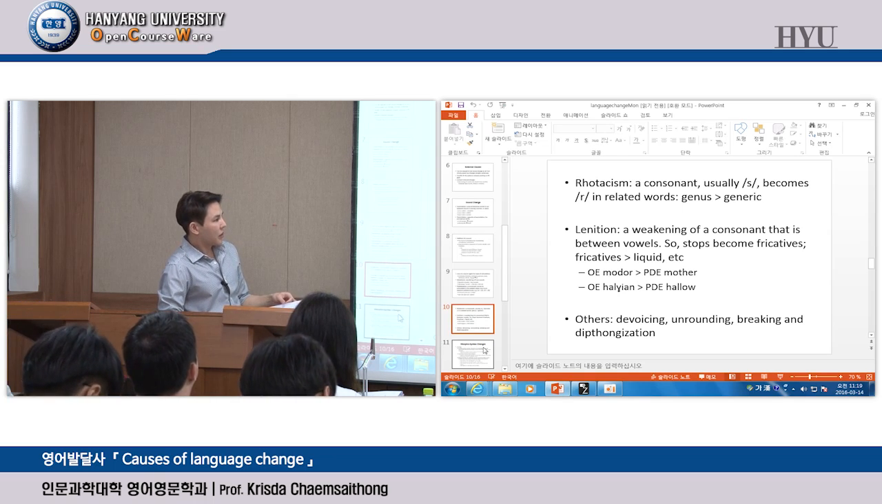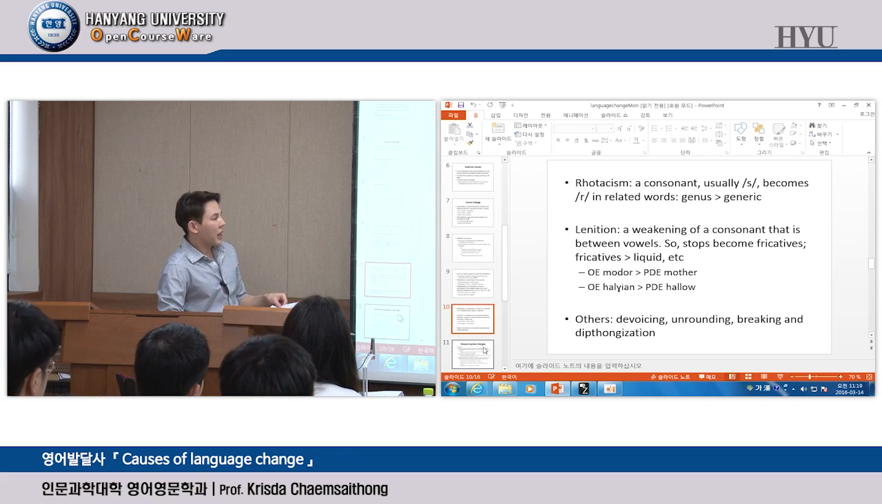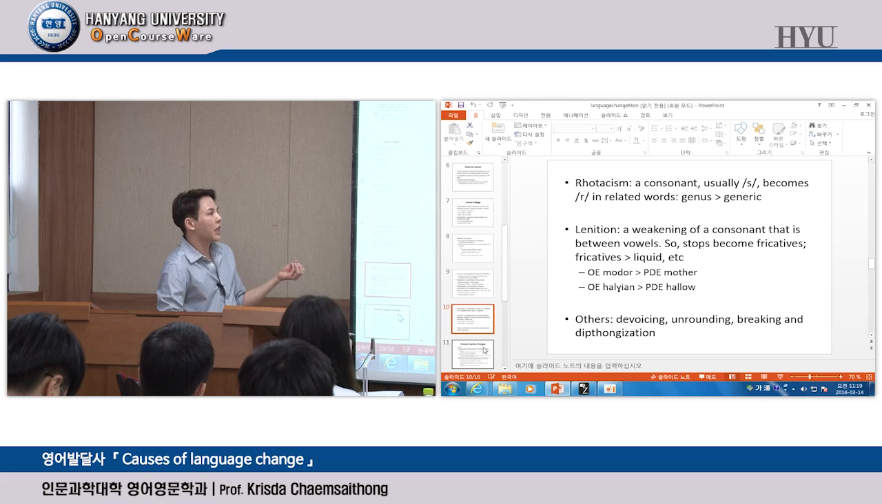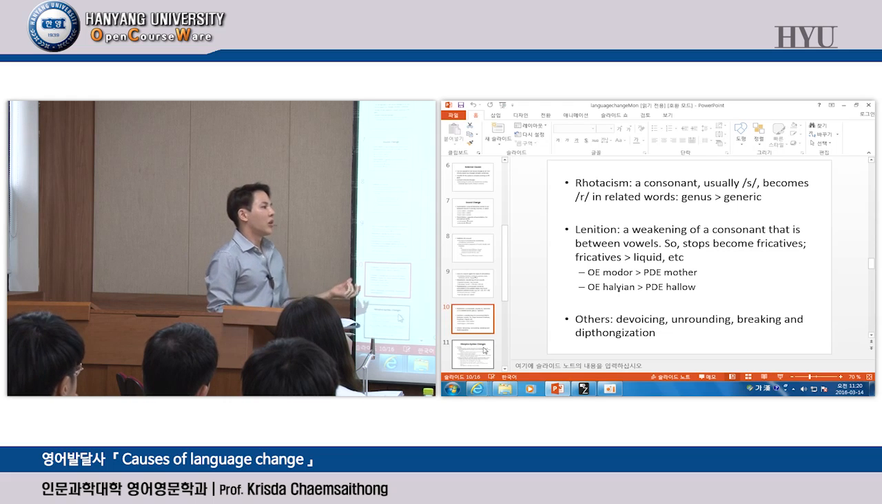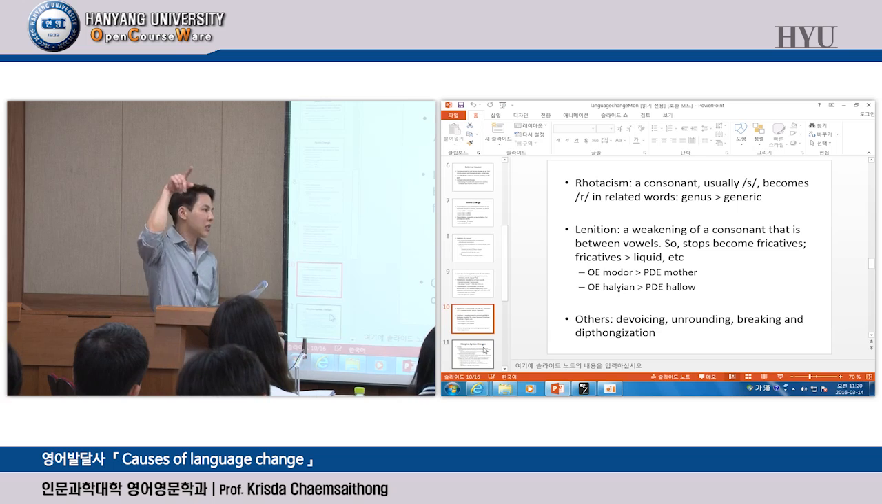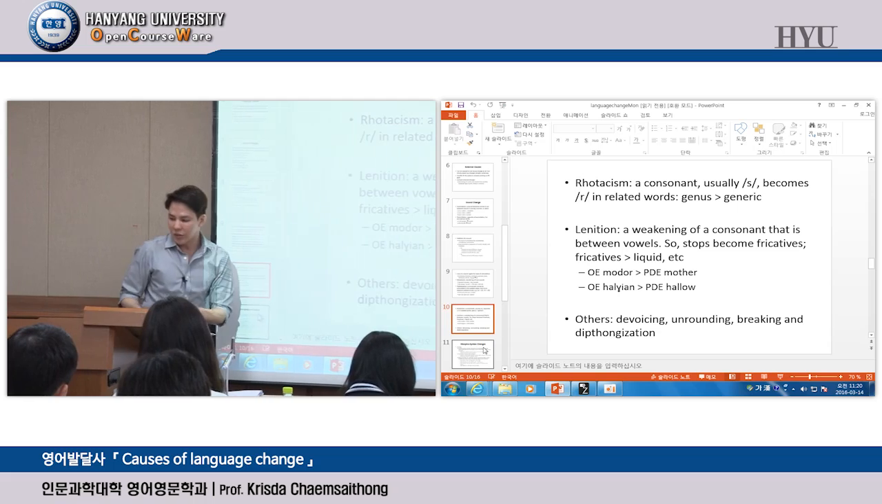Lenition is also something that you'll see when we discuss Old English. A process whereby a consonant is weakened so that it almost becomes a vowel, right? So the weakening of a consonant so that it becomes more like a vowel. So stops, which are strong sounds, can become fricatives, and fricatives can become liquids, and so on. So mother becomes mother, T, fricative sound, the D plus the cross, halchian to hallow, and so on.